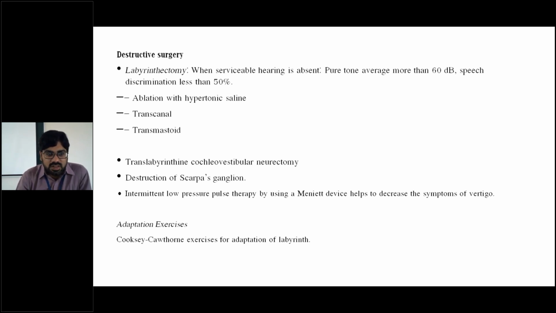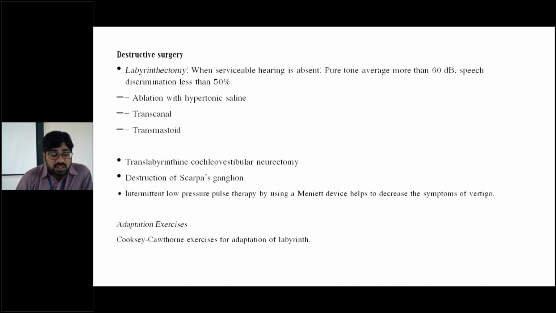Ablation can be done with hypertonic saline, or transcanal or transmastoid procedures are done to completely destroy the labyrinth. Translabyrinthine cochlear vestibular neurectomy, destruction of the Scarpa's ganglion, or intermittent low pressure pulse therapy using devices like the Meniett device to decrease the symptoms of vertigo. So these are some of the destructive surgeries.